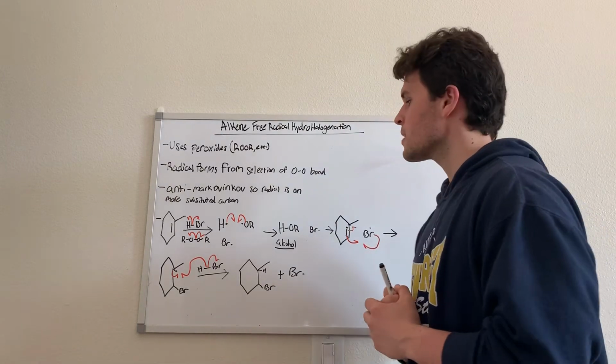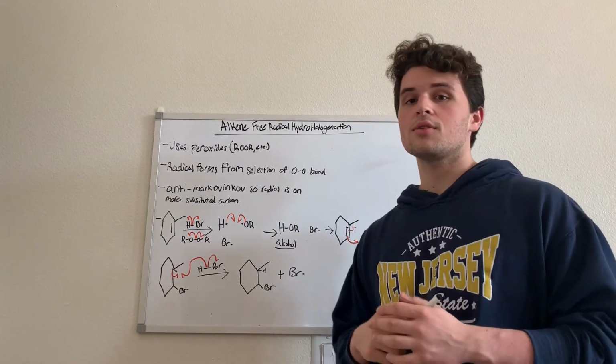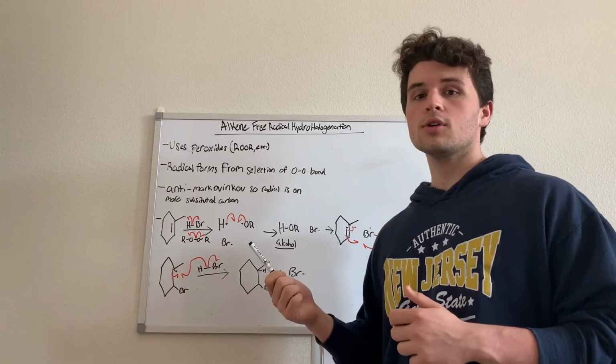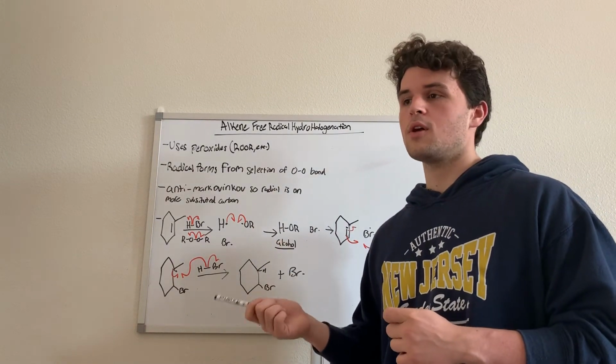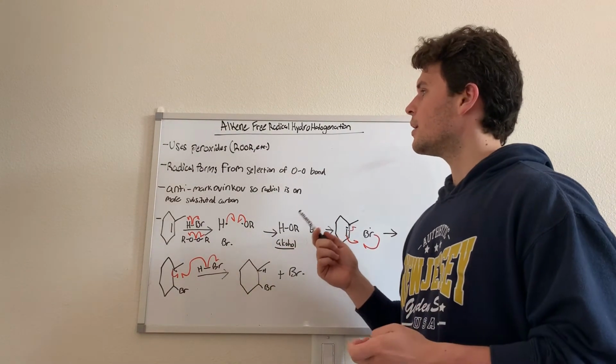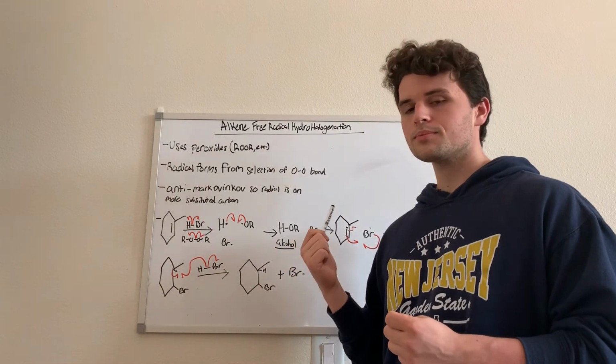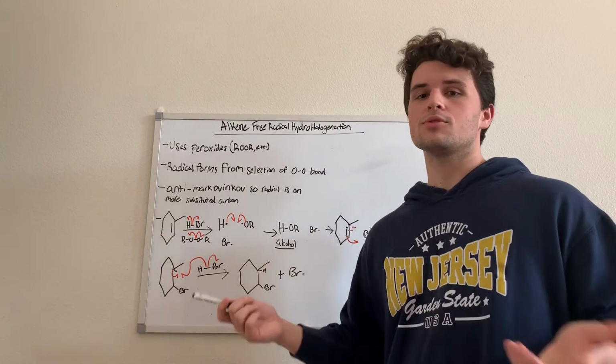We end up with the bromine on the less substituted carbon and the hydrogen on the more substituted carbon, which is where the radical was. So that's one of the big differences: the regular hydrohalogenation reactions follow Markovnikov, and the free radical ones follow anti-Markovnikov. Again, that is due to the radical.